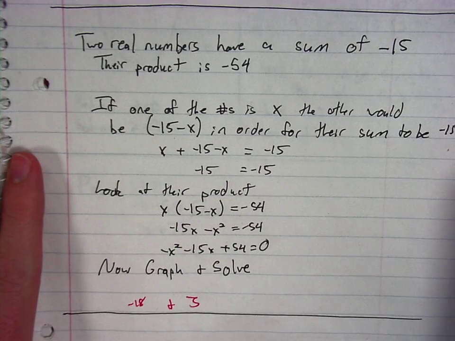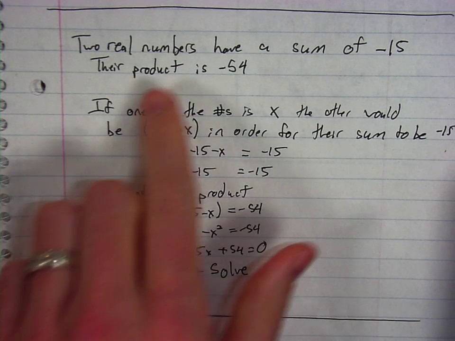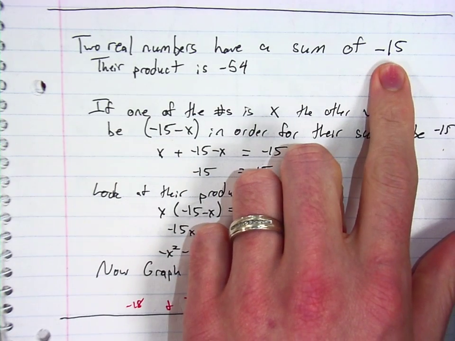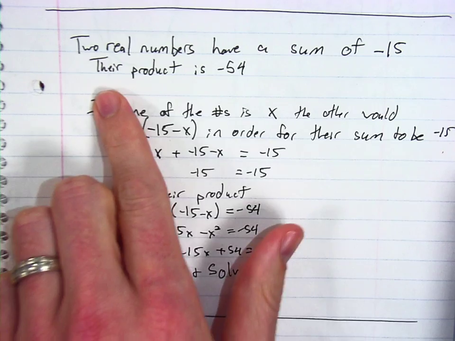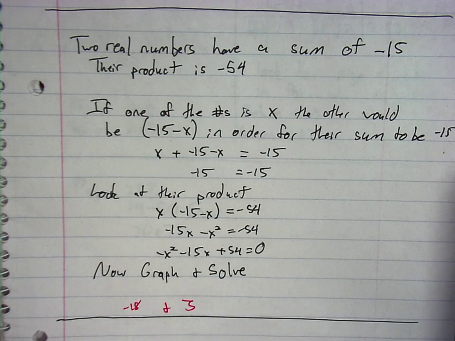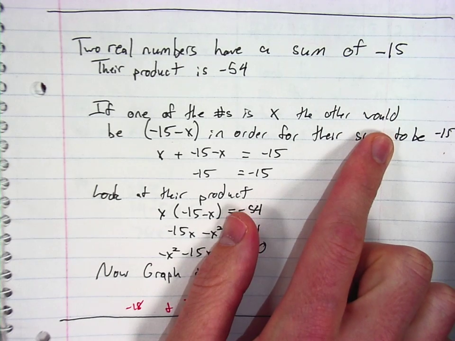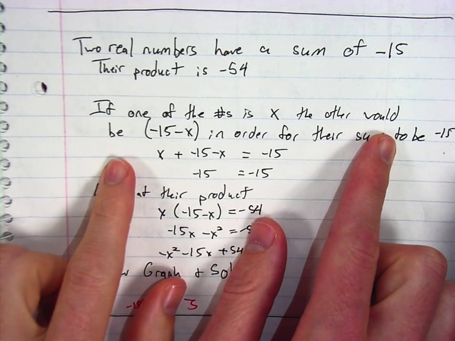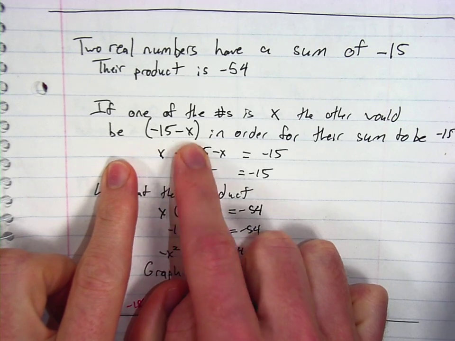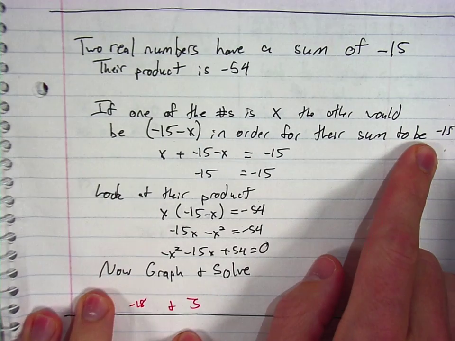Okay, another type of problem you're going to get, very similar to a junior high or elementary math problem, where it says, I'm thinking of 2 numbers that add up to -15 and that multiply to -54. So if I'm going to call one of those numbers x, and I'm thinking about the adding up to -15 part, if one of the numbers is x, the other one would have to be -15 minus x in order for those 2 pieces to add up to be -15.